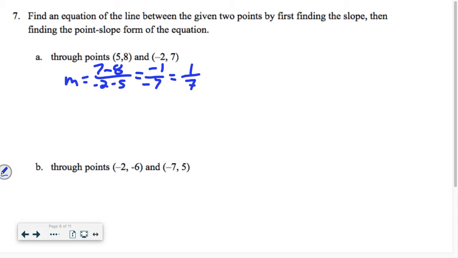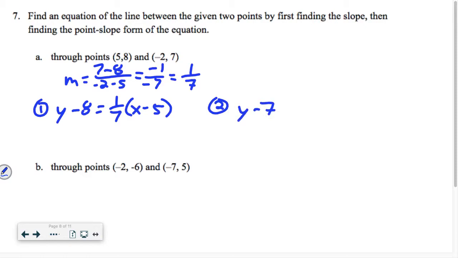So I have 2 options for my point-slope form. It does not matter since both points are on the graph. So I'm going to start with option 1. Y minus 8 is equal to 1/7 times x minus 5. If I use the other point, option 2, I'm going to just do y minus 7 equals 1/7 times x minus -2, which turns into plus 2. I'm going to leave you to do part B on your own.